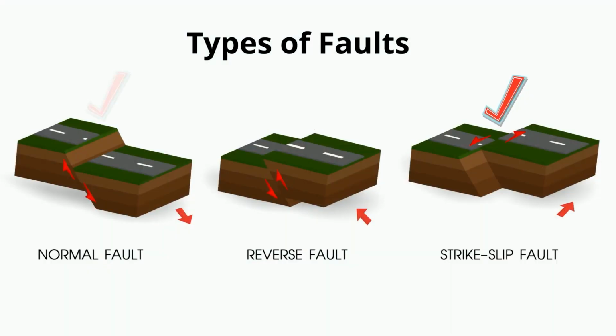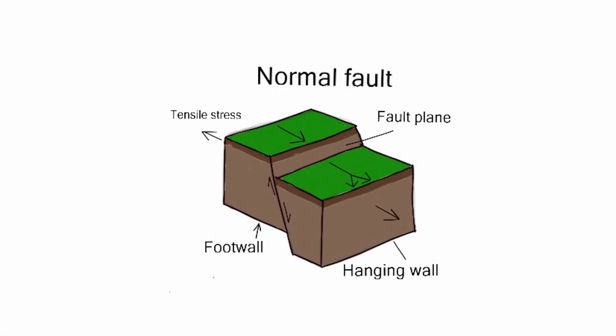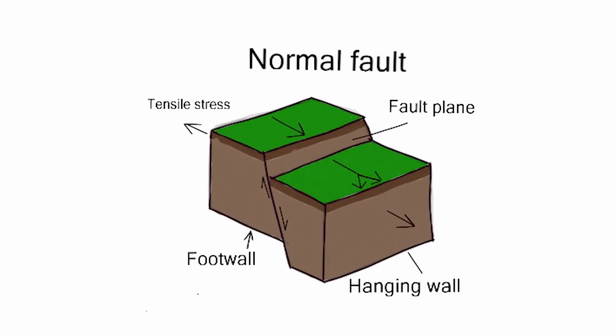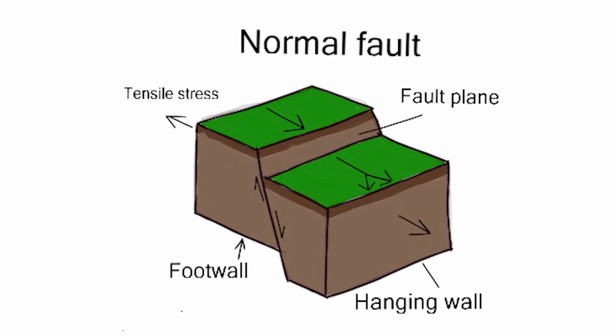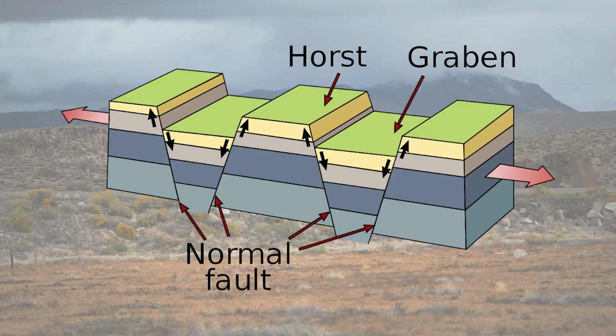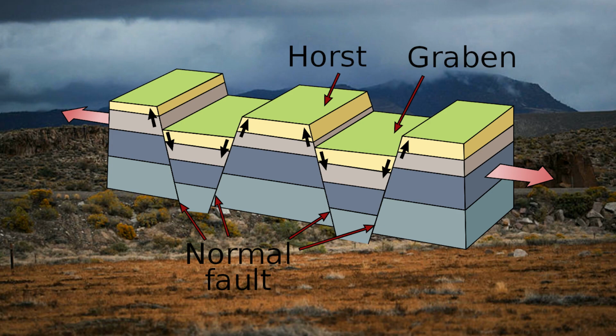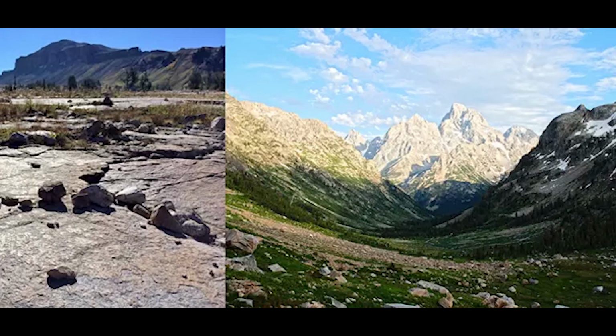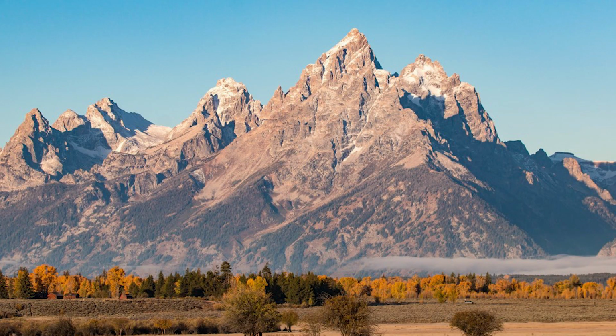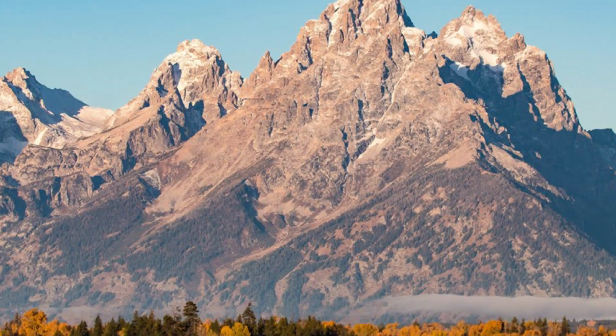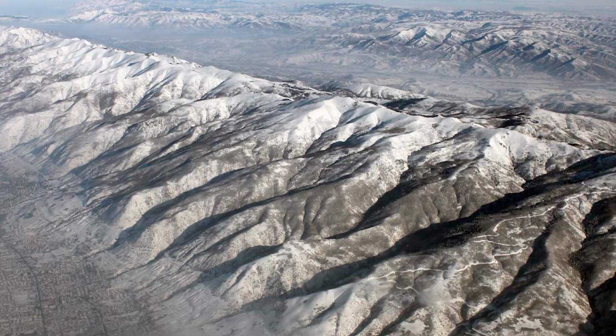Normal faults, they are common along divergent plate boundaries. As extensional forces occur, the footwall is forced upward, while the hanging wall slides downward. This can create a series of valleys, called a graben, and mountains, called a horst. Examples of mountain ranges and valleys created by normal faulting are the Grand Tetons, the Basin and Range in the western United States, and the Wasatch Front in Utah.